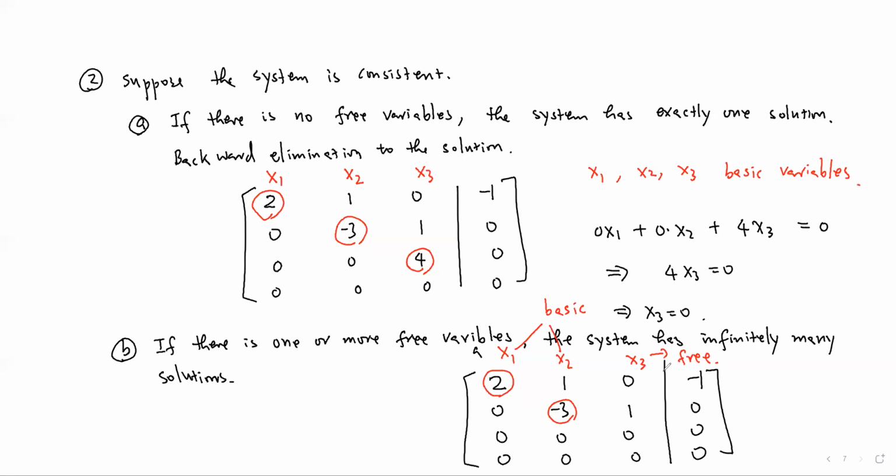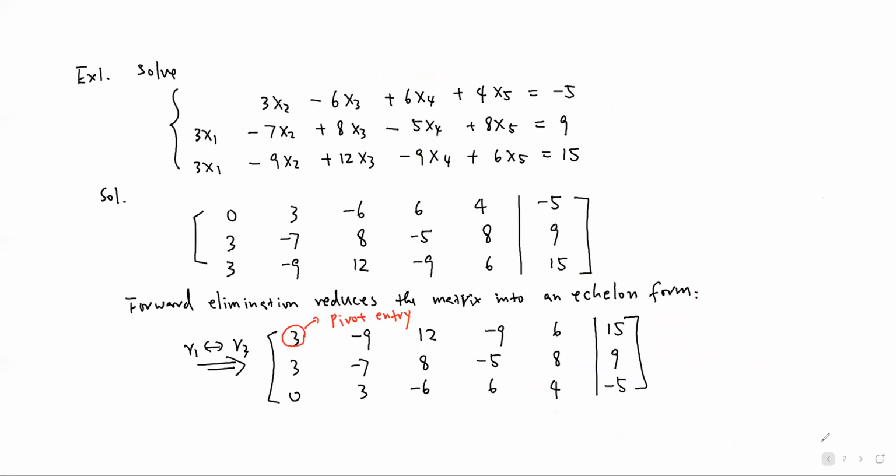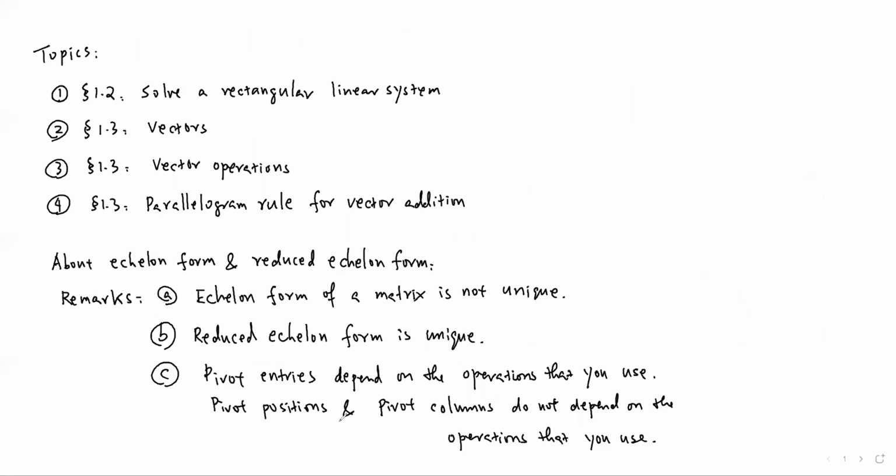Now second topic. Let me see what is the second topic. Second topic from section 1.3. Vectors. You may have a question. What is a vector? Now, let me tell you what is a vector.